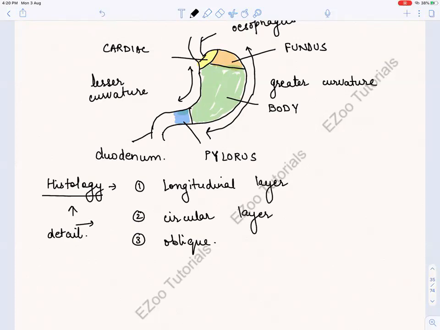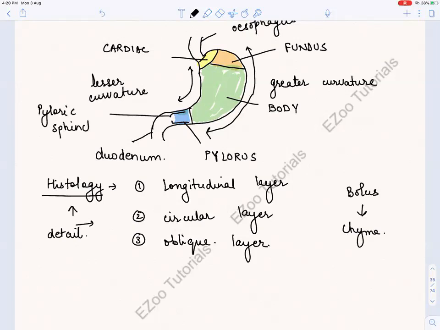It helps in the churning of the food. And you remember what the food is called when it is in the stomach? It is still called bolus. When it comes to the intestine, it is known as chyme, right? Now in the pylorus, there is a sphincter, right? This is known as the pyloric sphincter.